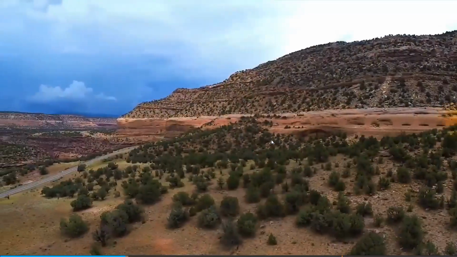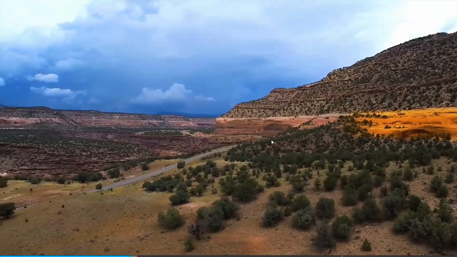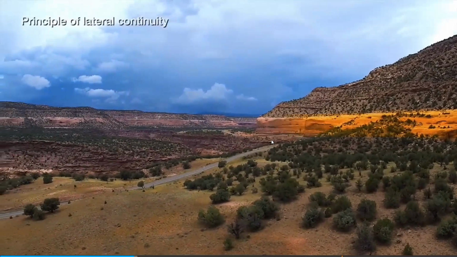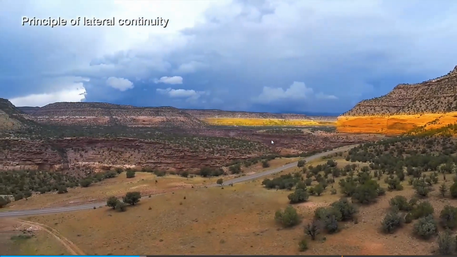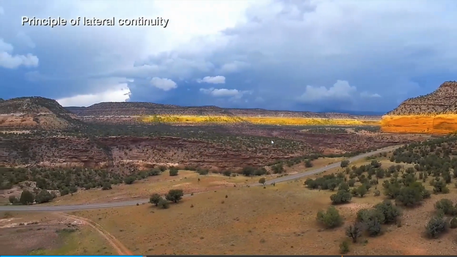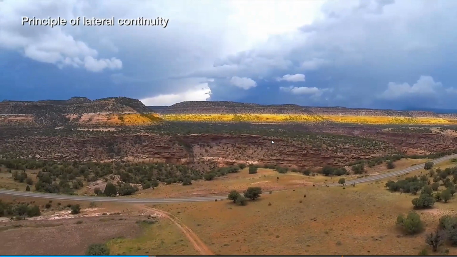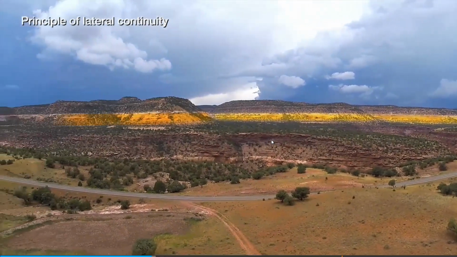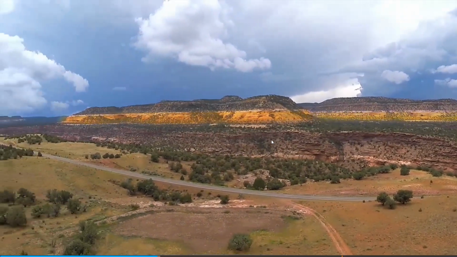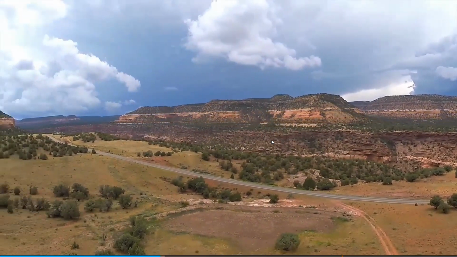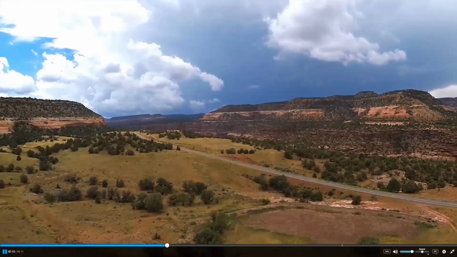The principle of lateral continuity is closely related to the principle of superposition and the principle of original horizontality. The principle of lateral continuity says that sedimentary beds originate as continuous layers that extend in all directions for great distances due to the extent of sedimentary environments. As we look out across the Dolores River Canyon, we can trace the thick, light-colored Entrada sandstone across the cliffs near and far. At the time when it was deposited, this sediment layer was a widespread and continuous unit that extended across the valley, had it not been eroded by the Dolores River.